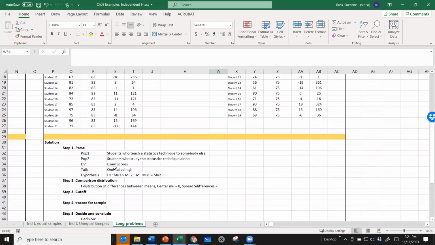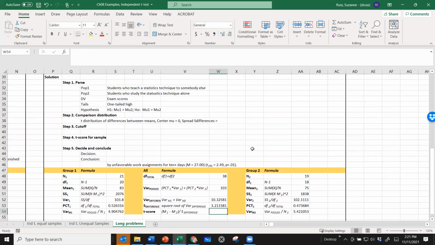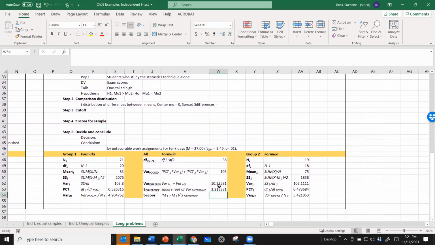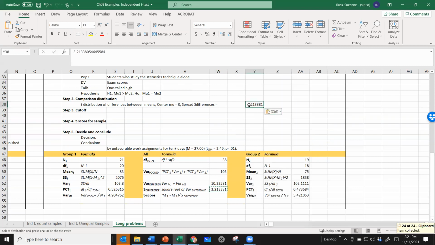So let's go ahead and fill that in. It is 3.213381. I think that I should copy that value maybe. Oh, I can't copy it actually. 3.213381. What I could do is copy it like this and then do a funny little paste, just pasting the value. I'll do that just to prevent me making a mistake.